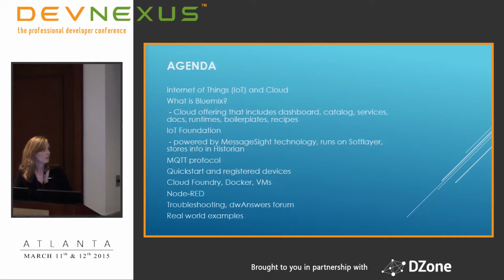It's powered by message site technology and runs on software, and it stores the info in the historian database. We use the MQTT protocol, which I'm going to talk about a little bit, and you can do both the quick start and registered devices. We'll cover how Cloud Foundry, Docker, and VMs can be used in Bluemix, and we're going to talk a little bit about Node-RED, which allows you to do drag and drop application design for your Bluemix IoT application.